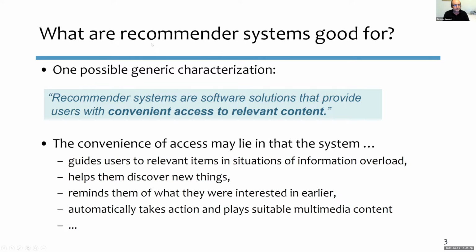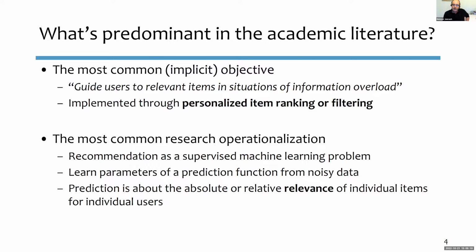When we look at the literature and history from the academic perspective, there is an implicit common objective that is not always spoken out: we want to guide users to relevant items. We want to surface these items in situations of information overload, when we have many options, many musical pieces to listen to and so on. The objective is fulfilled through personalized item ranking or even filtering out certain objects.